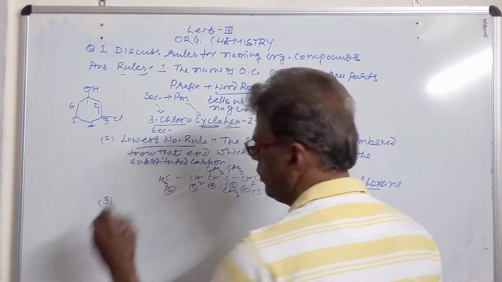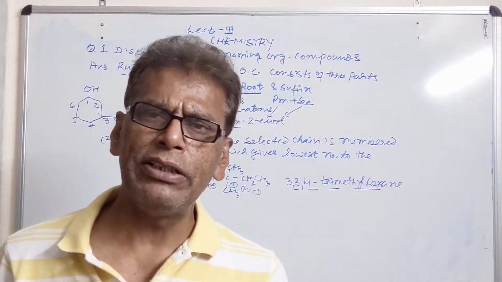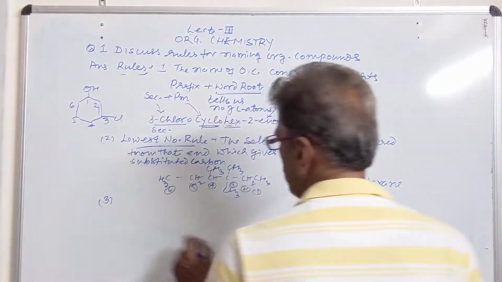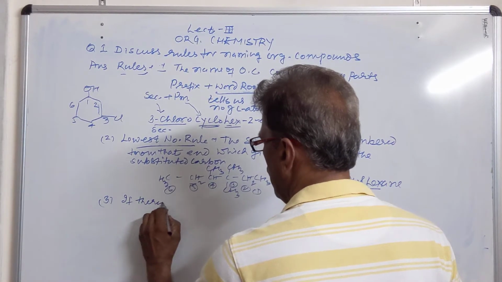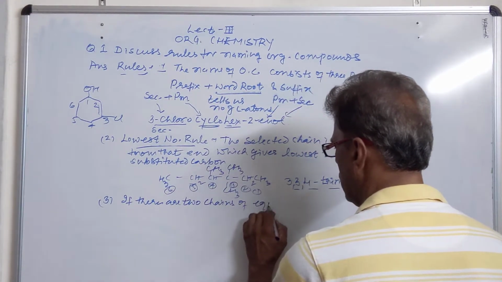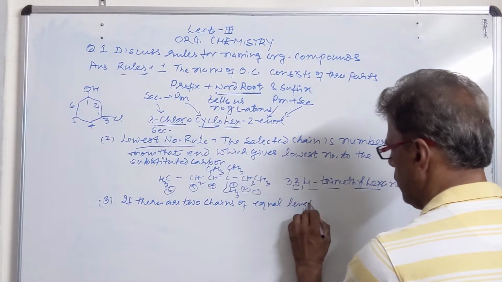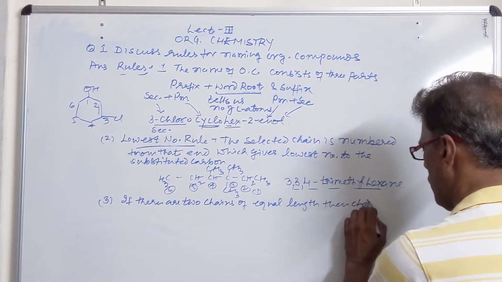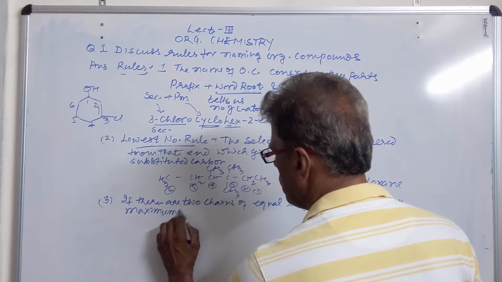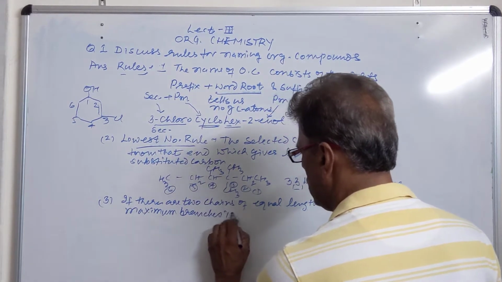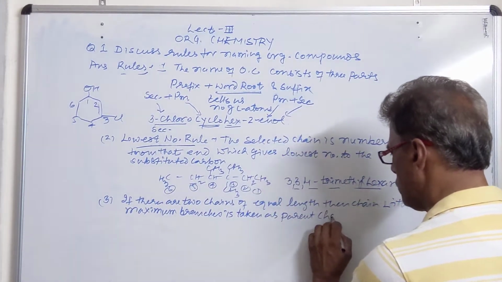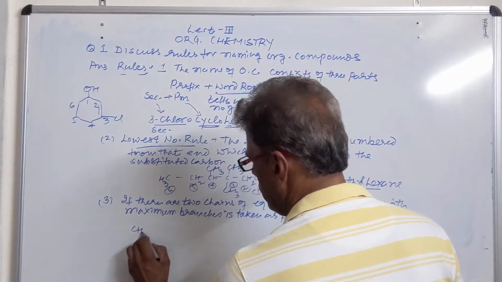Then we have third rule. If there are 2 chains of equal length, then chain with maximum branches is taken as the parent chain. For example, we have this compound.